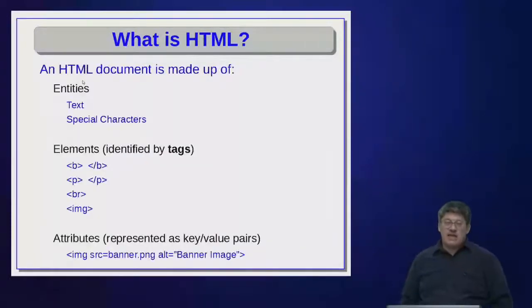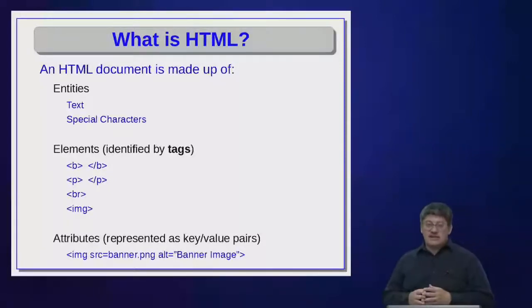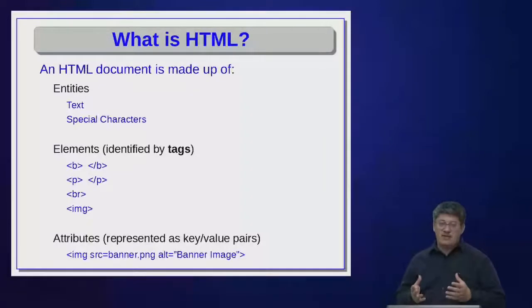So HTML is actually made up of 3 different kinds of programming features: entities, elements, and attributes. So what are entities? Well, there's 2 kinds of entities. Text is an entity, and there are also special character entities. Entities make up the content of the page. They make up the actual information that's displayed. So if you type a paragraph about something, that's an entity. It's a text entity.